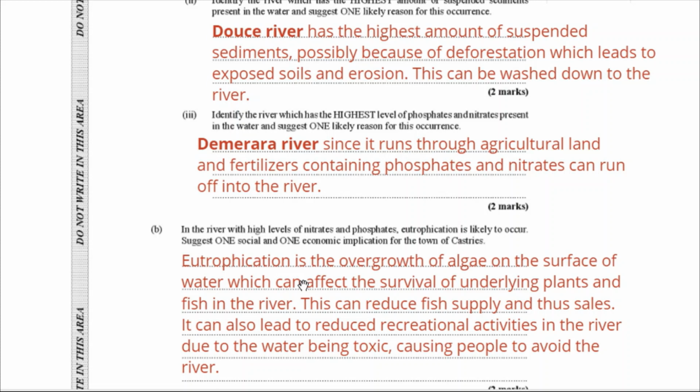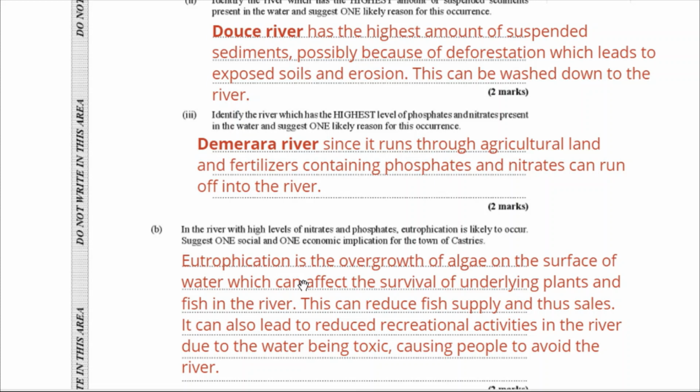The surface of the river will be covered, and this is going to have a negative impact on the whole river ecosystem: all the fish and other organisms in the river, low-lying plants down in the river, whatever the case is. It can affect the survival of these organisms. Next, one social and one economic implication for the town of Castries.